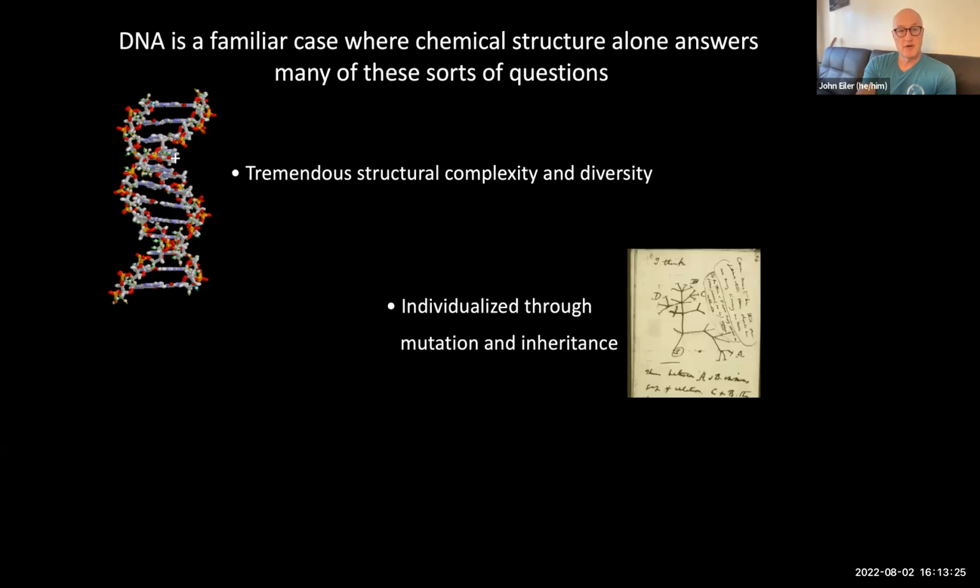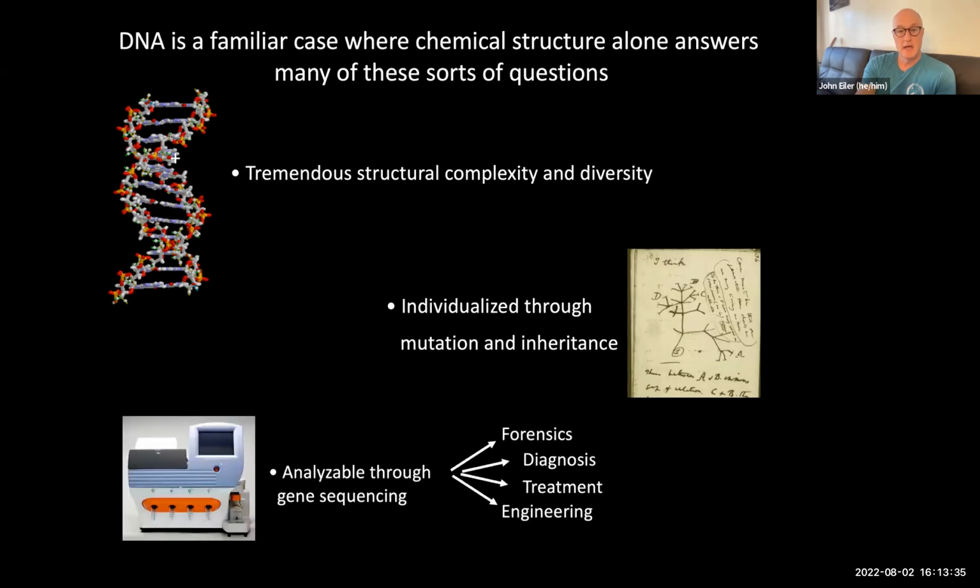The structural complexity is sort of part of the way that it functions. The diversity emerges through random mutation and inheritance. And then this record becomes readable to us through gene sequencing. And it's really the combination of these things: great structural complexity, diversity that arises through mutation and inheritance, and then an analytical technology that lets us read that structural complexity.